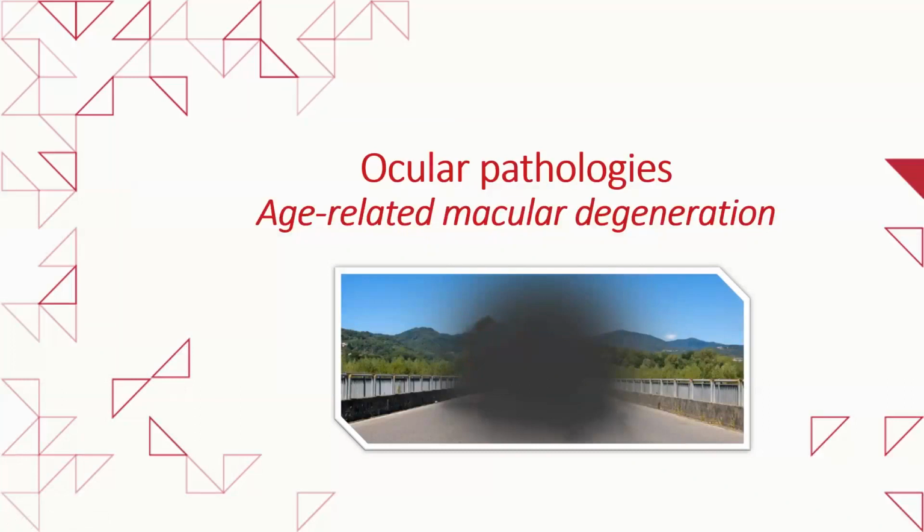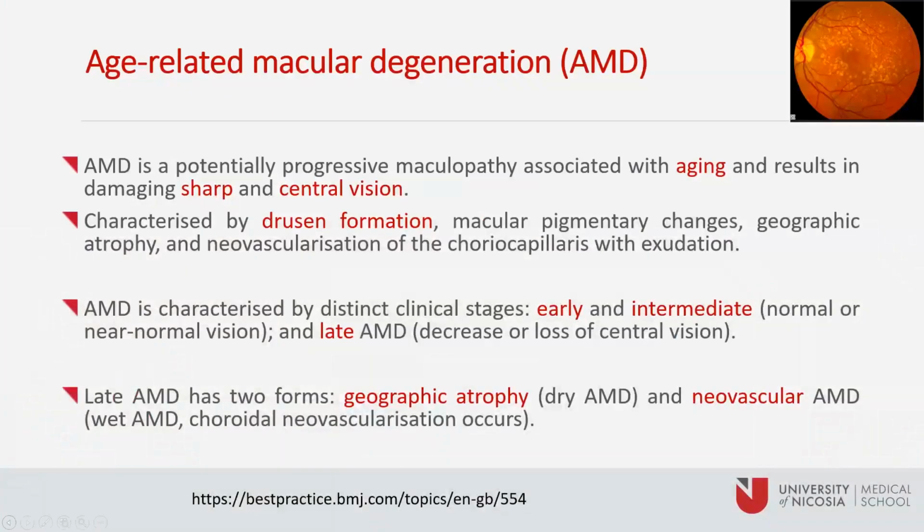Among the ocular pathologies, one of the most common is age-related macular degeneration. I'm going to go through some basic information with regards to this condition, the different stages, the diagnosis, some of the investigations that you can do, and eventually the options with regards to management. So what do we know about AMD?